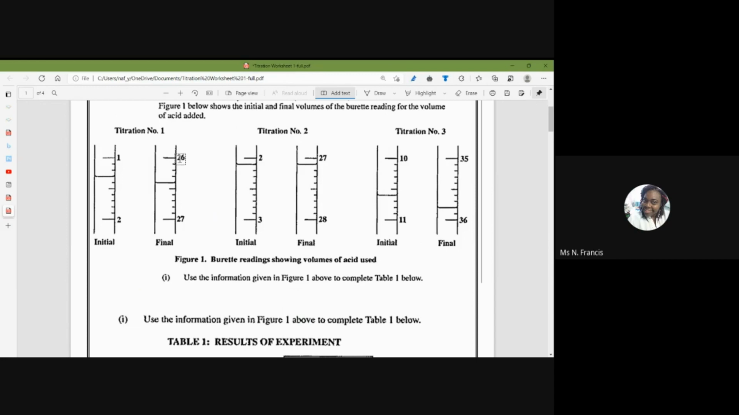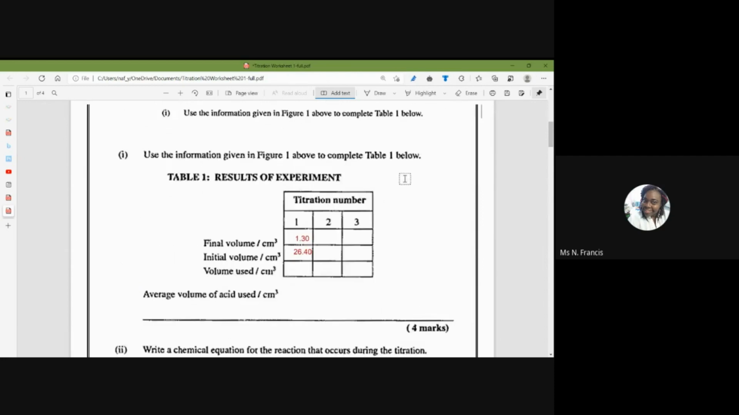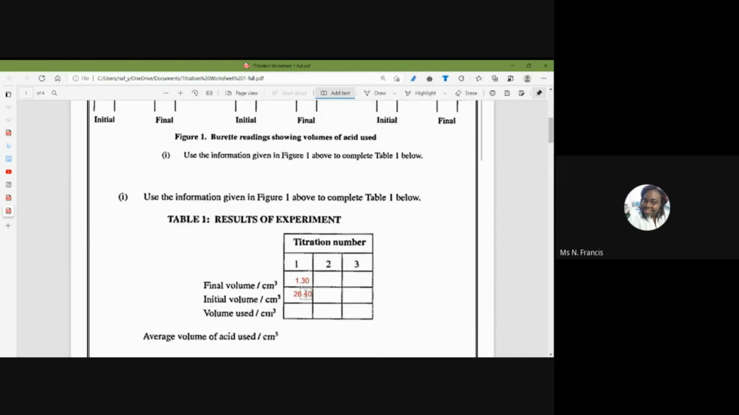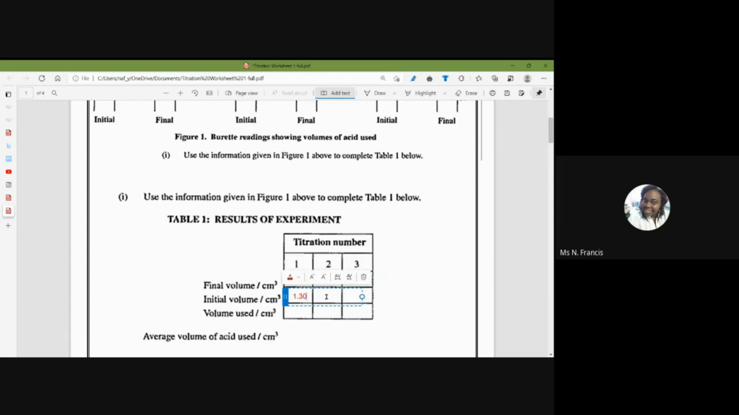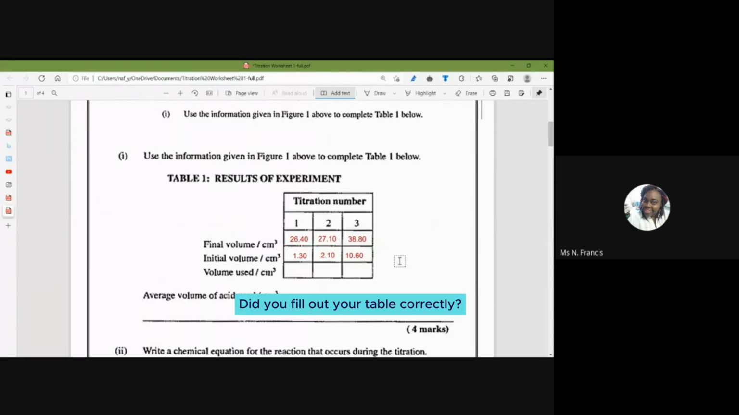What's the final for titration number 1? 26.4. Remember we write to 2 decimal places, so we have to add the zeros. All right. Titration number 2. I am writing them in the wrong order. So initial goes at the bottom and final goes to the top, just to make calculations easier. So we have 2.10. Excellent. And what's the final? 27.10.